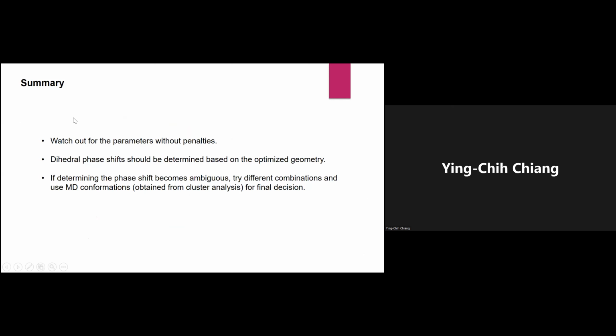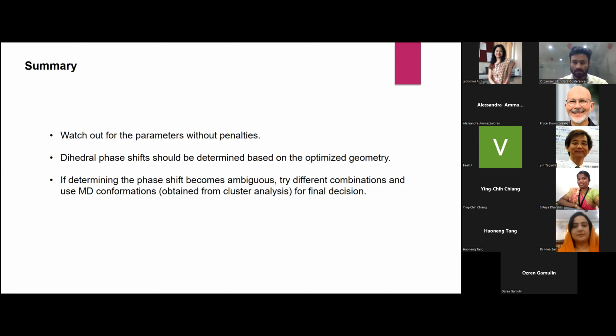So to wrap up, what we learned from this is that one should watch out for the parameters, even when they are without penalties, and the dihedral phase shift should be determined based on the optimized geometry. This is just a rule of thumb: if you are doing the parameterization of your ligand, this is probably the first thing you want to try, to fix your phases before you do any dihedral parameterization.